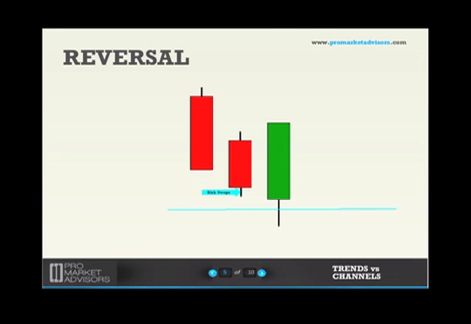When could you take the trade then? Well, you could take the trade at the end of the day or the end of the period of the engulfing candle.